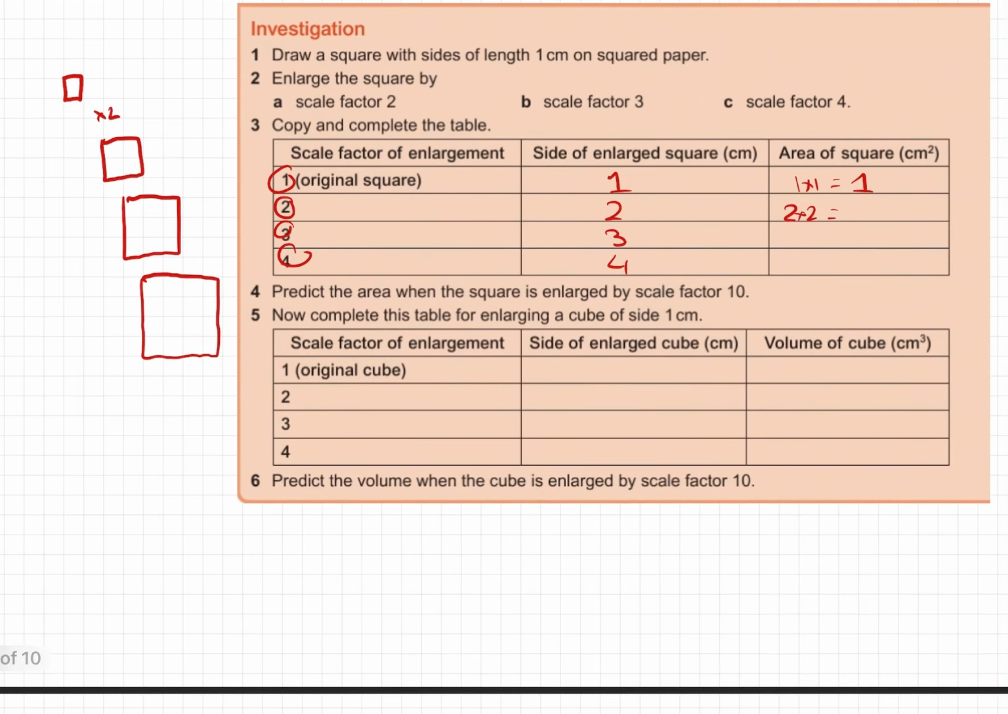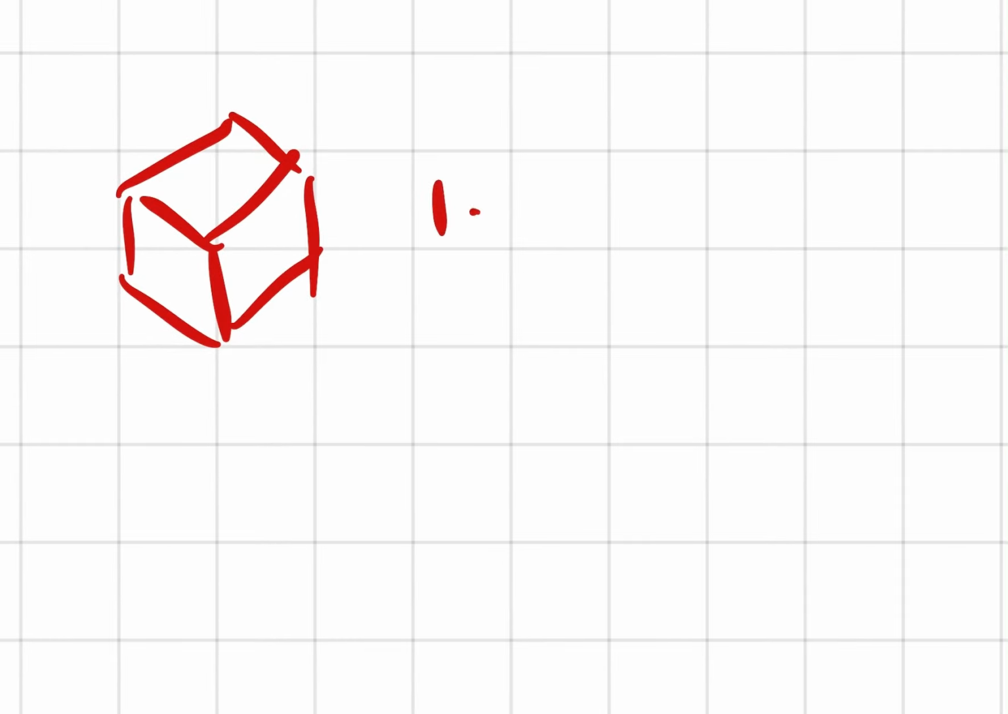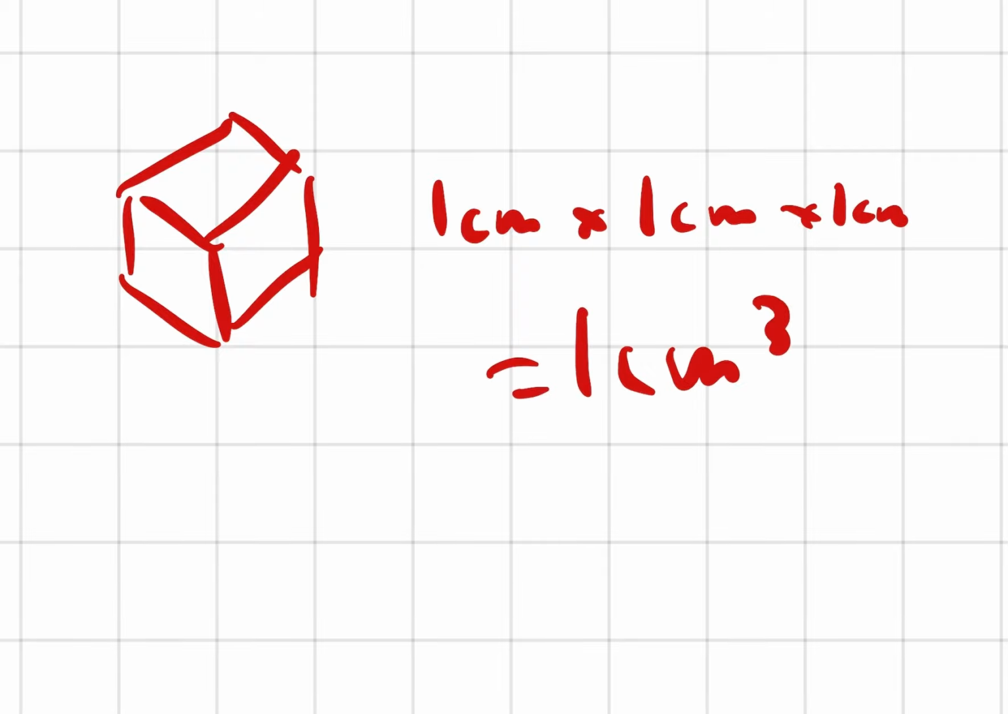For the second half, you're going to do the same, but you're going to do it for a cube. So we're going to start again. You're going to have a nice 1 by 1 cube here. That's my cube. Well, it's 1 centimetre, the volume is 1 by 1 by 1, and that equals 1 centimetre cubed.